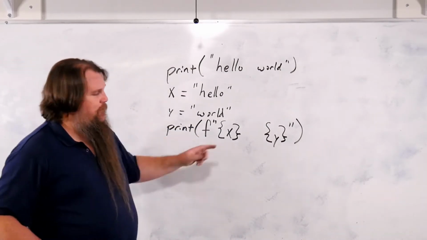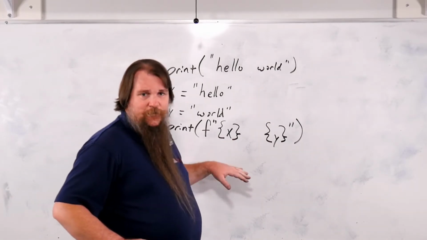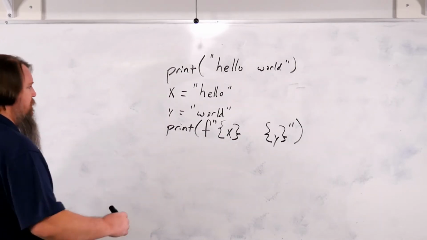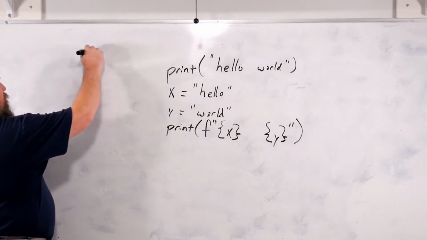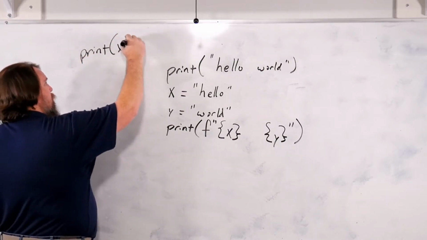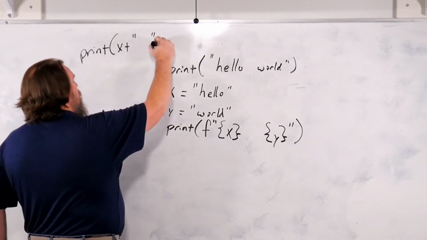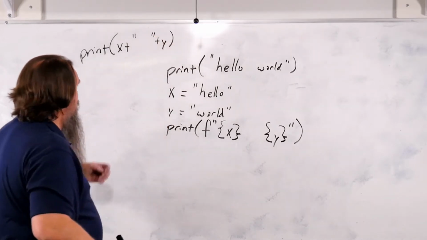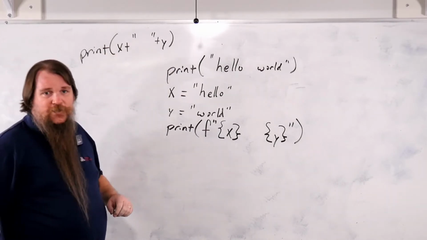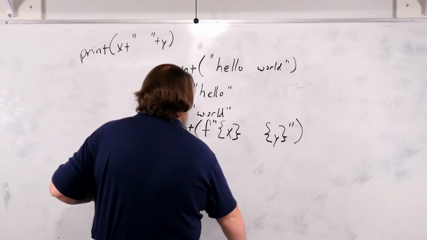Now the cool thing about this is that this is not limited to just strings, right? You could have done the same thing with concatenation. You could have done print x plus a string with a single space plus y. That would have worked, but this would only work if x and y were already strings. In this case, these variables can be anything.